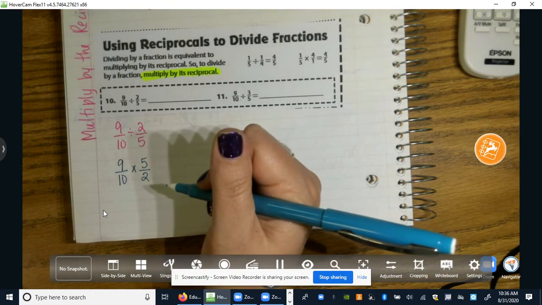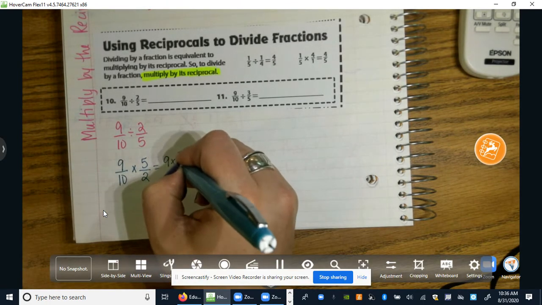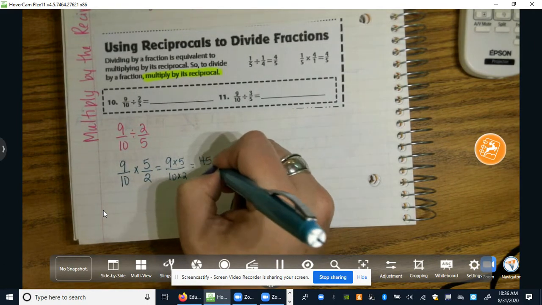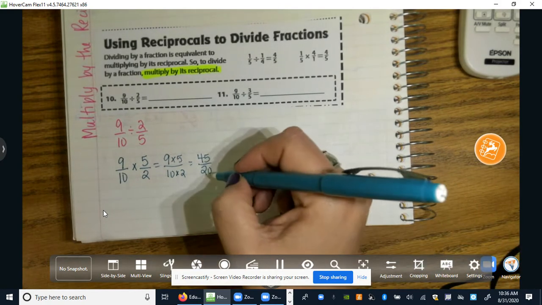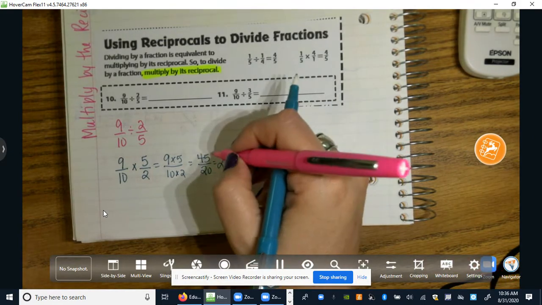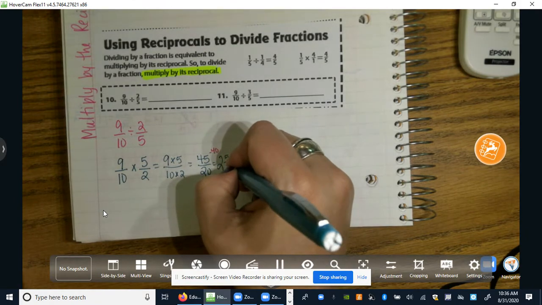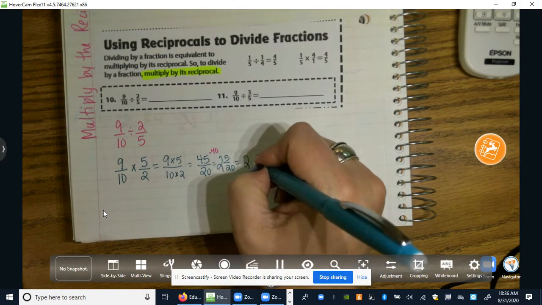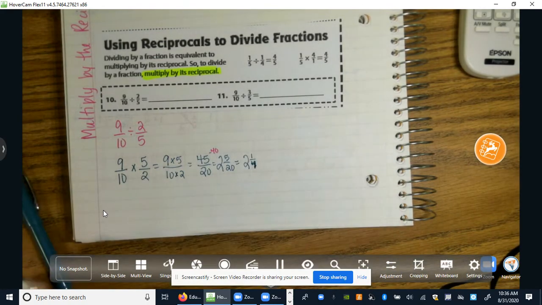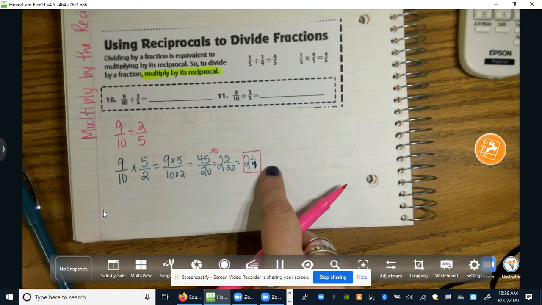Now I'm going to show you 2 ways that you can do this. So that would be 9 times 5 over 10 times 2, which gives me 45 over 20. And 20 can go into 45 2 times. So 20 times 2 gives me 40. 45 minus 40 gives me 5 over 20. And if I simplify that, I get 2 and 1/4. That's if I multiplied and then simplified.